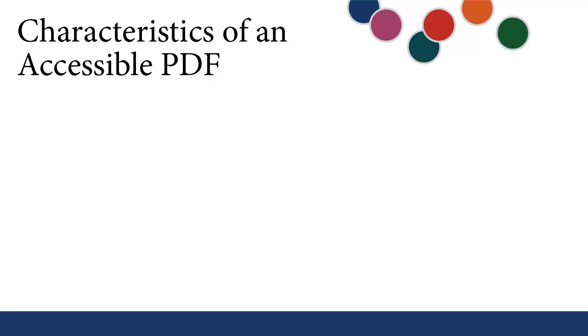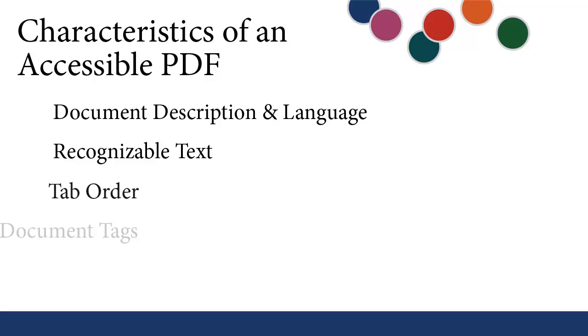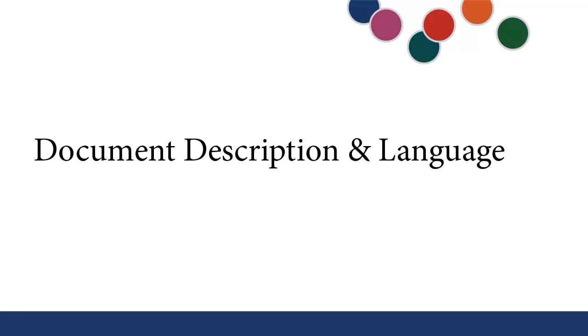In this video, we will go over 5 characteristics of an accessible PDF, including document description and language, recognizable text, tab order, document tags, and alt text. The first characteristic we're going to address is document description and language.